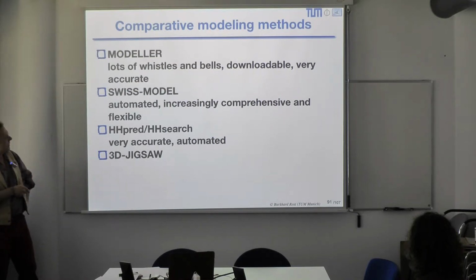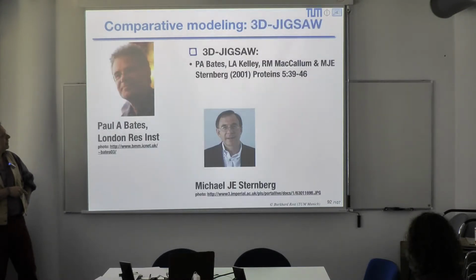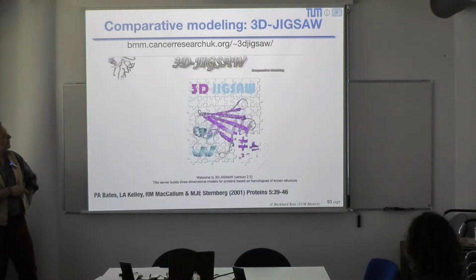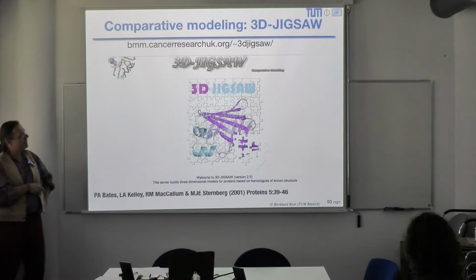So that is HH-Pred, and then 3D jigsaw. What would that do? You know what a jigsaw is? Jigsaw puzzle. It comes from Paul Bates and Michael Sternberg. Okay, that's a jigsaw. So, any idea what you do? Fragment assembly? Exactly. Fragment matching.